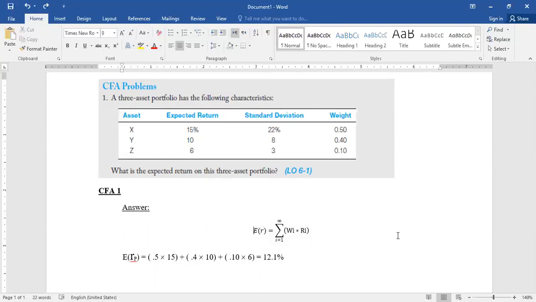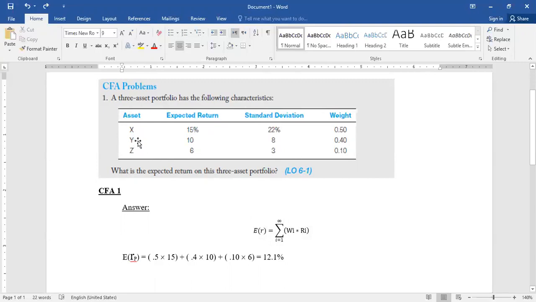We have 3 assets in this portfolio: asset X, asset Y, and asset Z. We're looking at the expected return on this portfolio of 3 assets. So we have to look at the weight of each asset and the return of each asset in this portfolio. For asset X, we have a weight of 0.5 and a return of 15%. So we multiply the weight by the return: 0.5 times 15%. We're finding the sum of this, so we add to it.